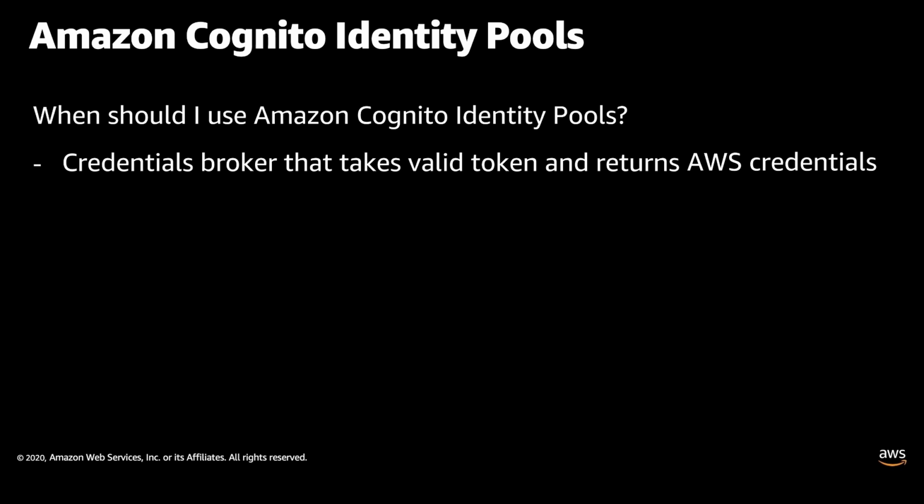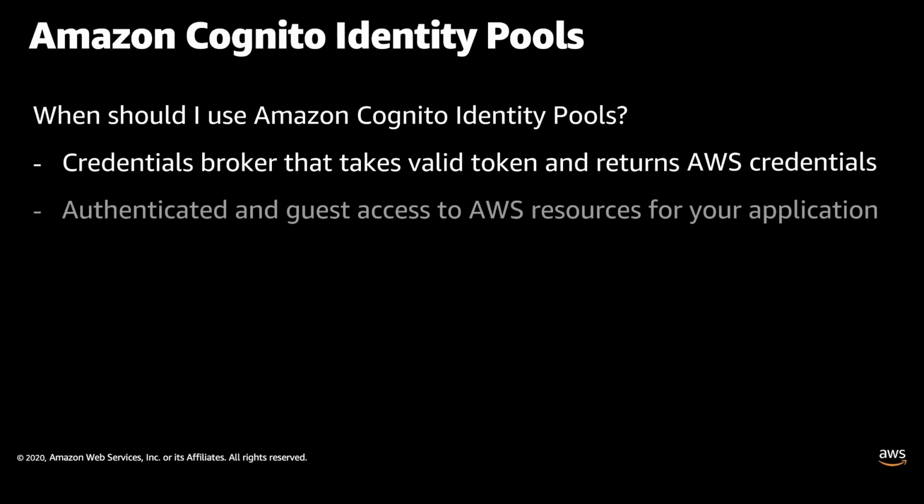Identity Pools is a credentials broker service that allows you to get temporary and scoped AWS credentials for end users who have already been authenticated in your system or your application. Through an identity pool, you can exchange a valid token from one of the supported identity providers for temporary AWS credentials from Security Token Service, or STS. It allows you to get both guest and authenticated access for your users.